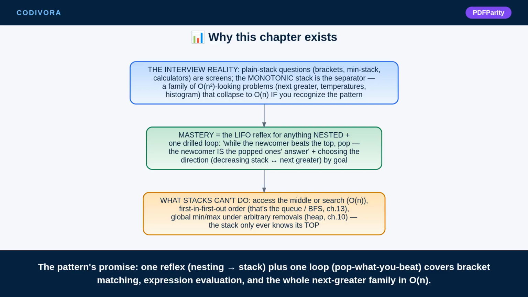Let's slow down and really build this up from scratch, one piece at a time. The pattern's promise: one reflex, nesting means stack, plus one loop, pop what you beat, covers bracket matching, expression evaluation, and the whole next greater family in O of n. Trace the arrows on screen slowly. That single picture is the whole idea in one glance.